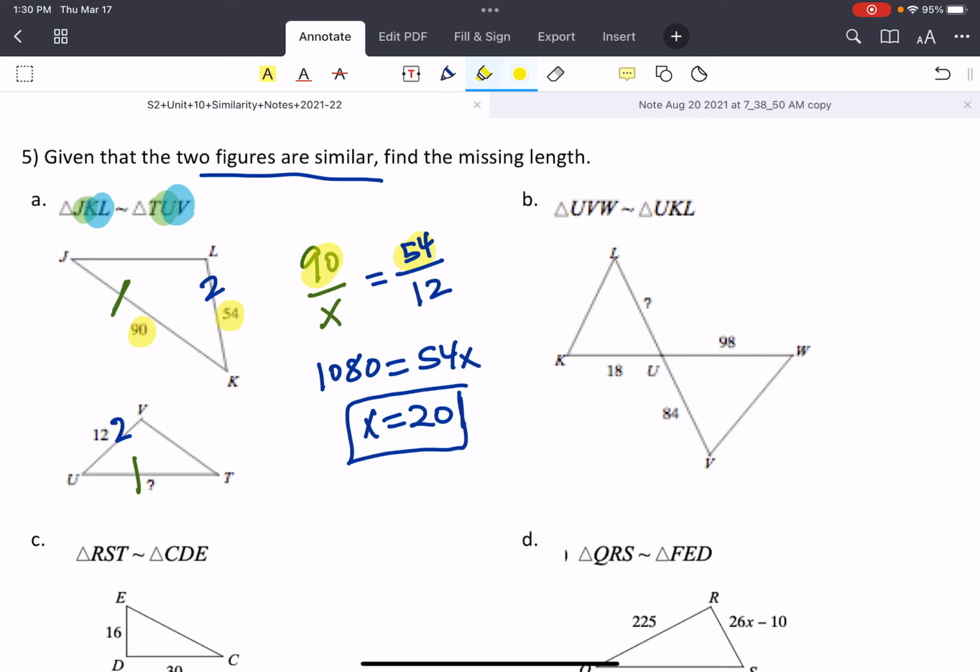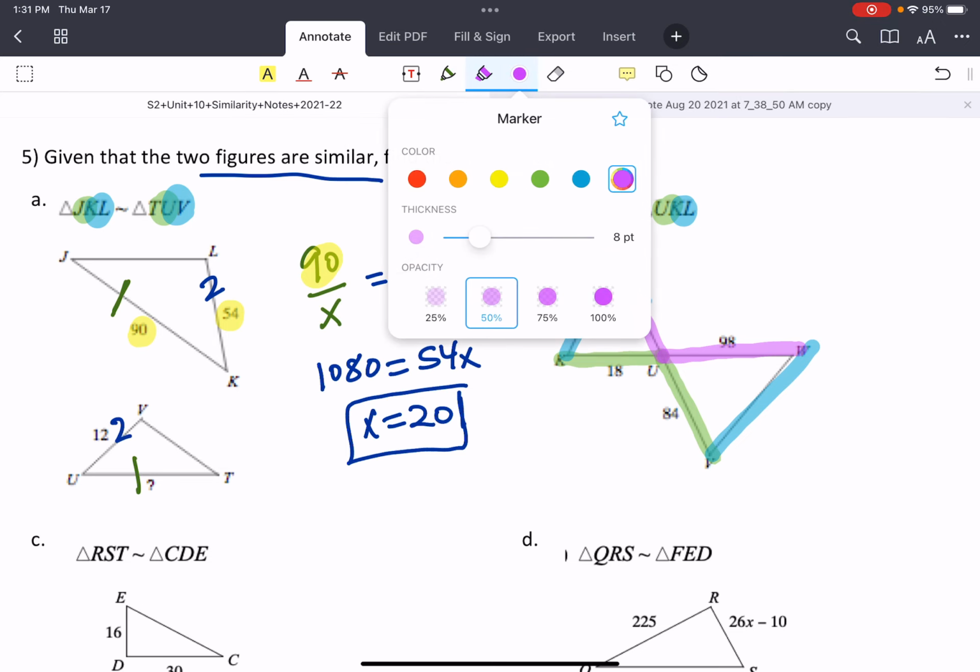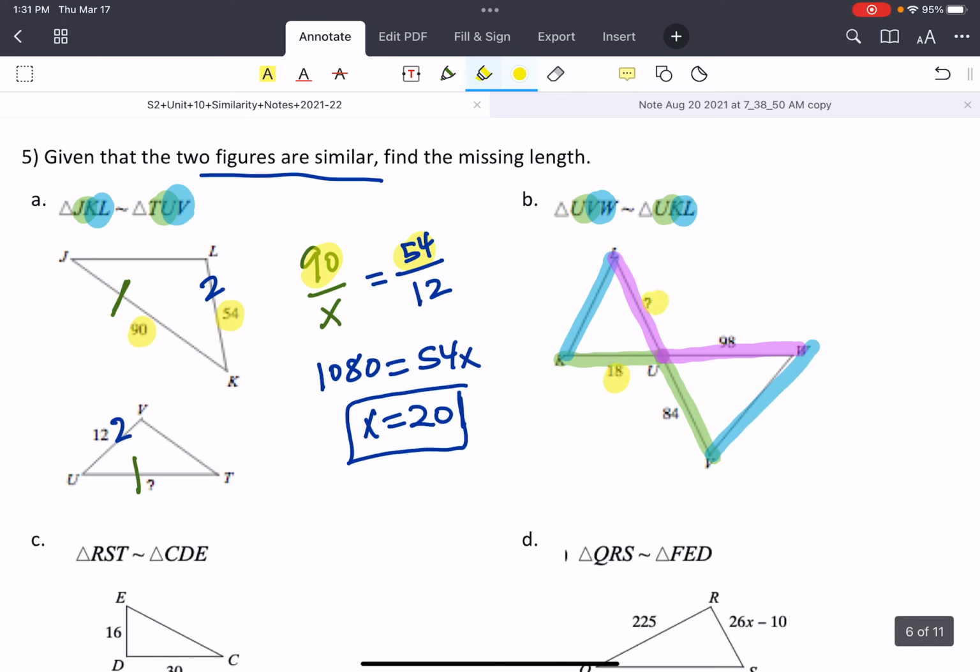All right, let's try this one more time. Okay, UV. Let's make him green. UV, and I'm going to highlight him this way so I don't do them wrong this time. UV goes with UK. Okay, those two match. Now let's highlight VW. VW is here. KL is here. And then I can go ahead and make these purple sides be the last sides, and now I know what matches with what. And then I'm going to go ahead and highlight in yellow the 18 and the question mark so I can make sure that they go together on the same side.